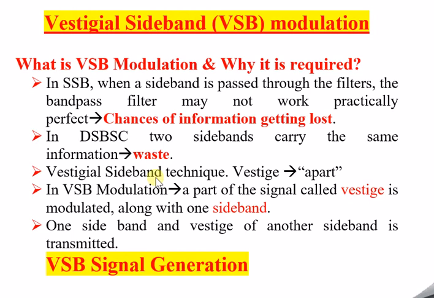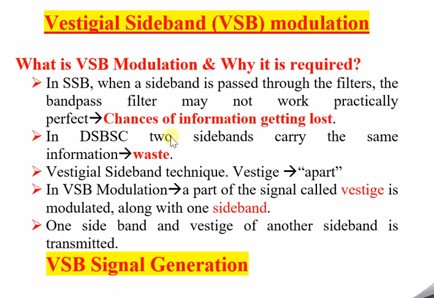The VSB modulation technique, as the name indicates, is the vestigial sideband modulation. Vestige means apart. Please remember this word's meaning. So what is apart, we will try to understand slowly. In vestigial sideband modulation, a part of the signal called the vestige is modulated along with one sideband. So we are making a compromise between SSB and DSB-SC.